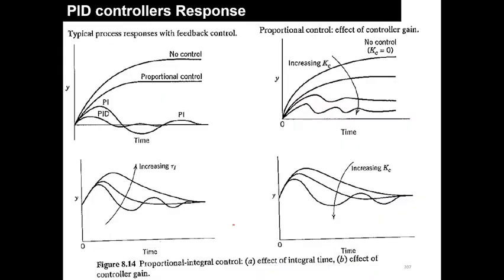Now come to the PID control response. You can see here, when no control action or PID is used, the response looks like this. Now when proportional control is used, your correction or system dynamics improves somewhat.